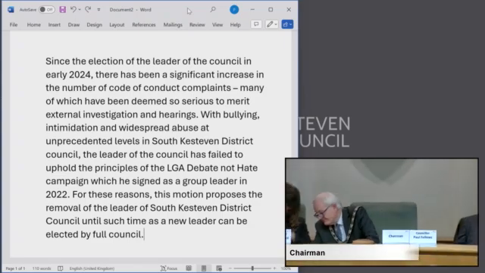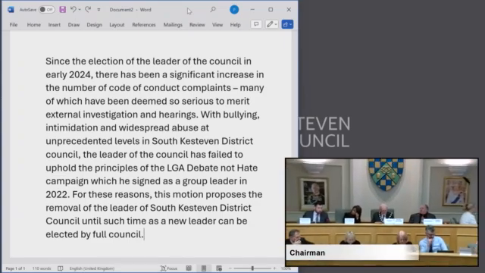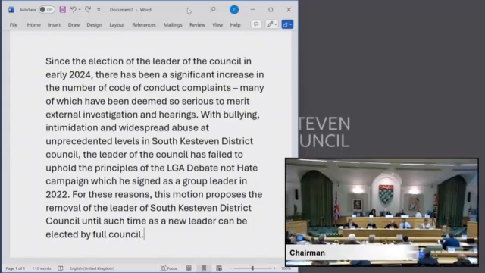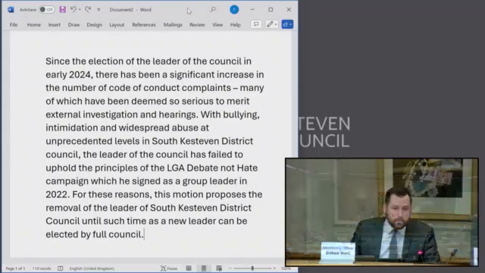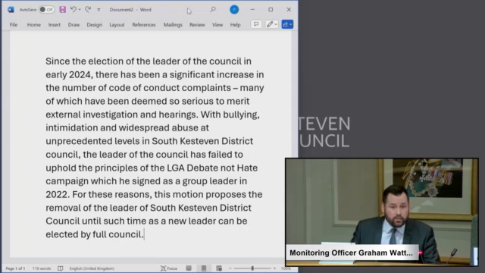Thank you, Chairman. I think the amendment does relate to the motion. In terms of the council procedure rules, if an amendment relates to the motion that's before you, then it can be accepted as a valid amendment. And I believe there is a link between the amendment that's been proposed and the motion that's before you. So I'm content to accept it as a valid amendment, Chairman. Thank you.